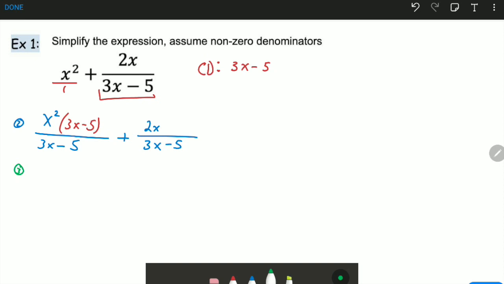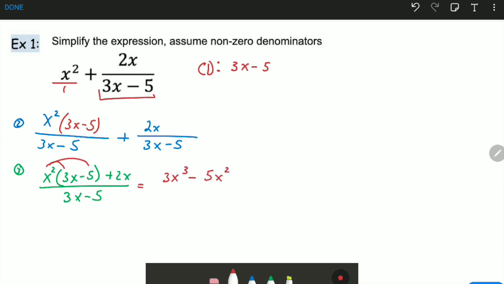Now we'll take a second to rewrite as one fraction before simplifying. So x squared times 3x minus 5 plus 2x over a common denominator. We'll distribute things out. So we'll have 3x to the third minus 5x squared, then plus our 2x over our common denominator. We have no like terms, so we're done simplifying the numerator.